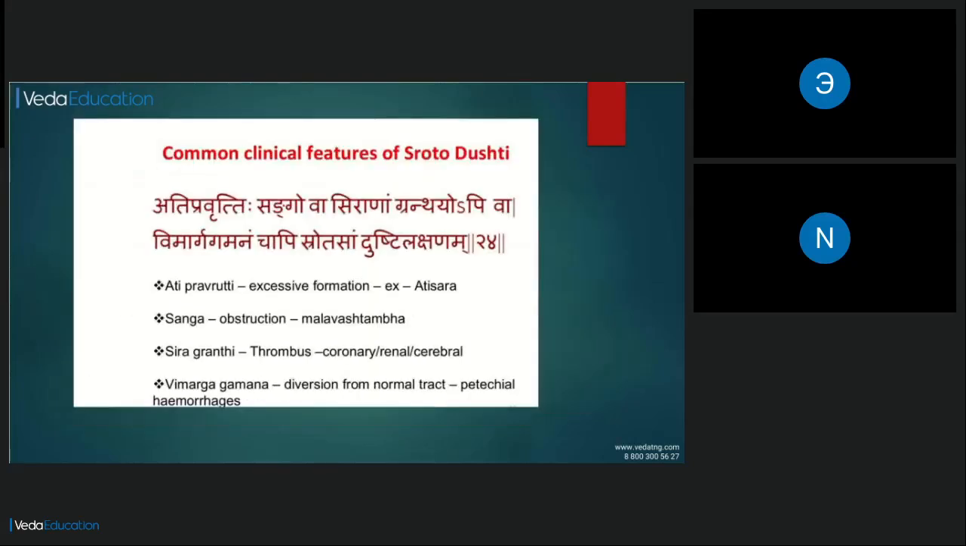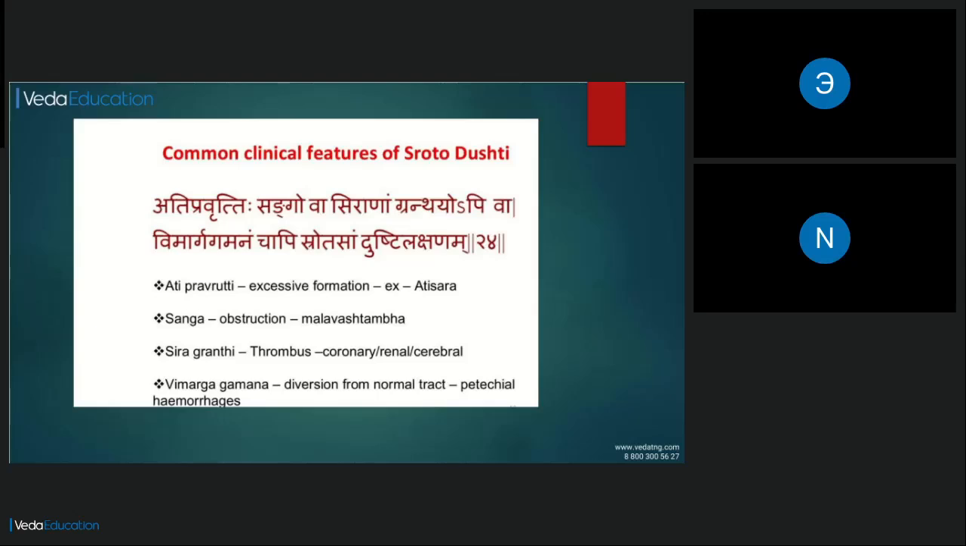So, if you look into the Srotodushti or the functional disturbance, it can be majorly classified into four. The first one is Atipravritti, that is excessive formation of a particular thing. For example, a person is having diarrhea 10 times, loose bowel. This is an Atipravritti of that Srotas. I am not discussing here why this Atipravritti happened; that is another story. What I am trying to say is that a person was having a bowel movement once or twice a day, and now this person had loose bowel 10 times. That condition is called Atipravritti.